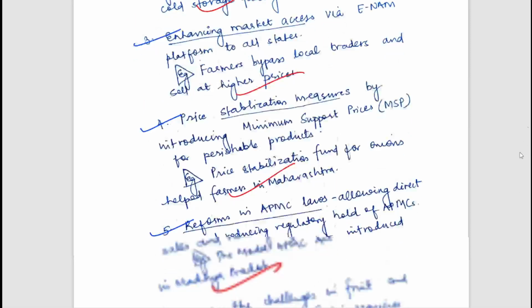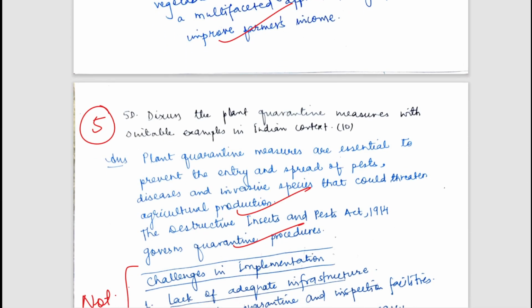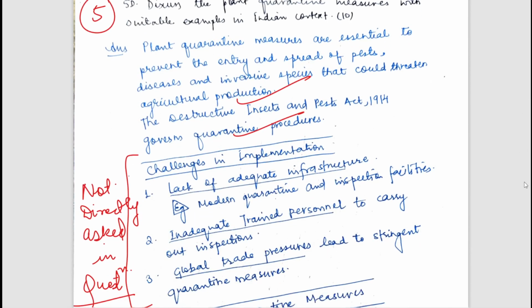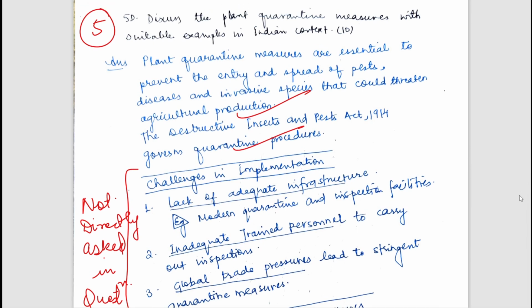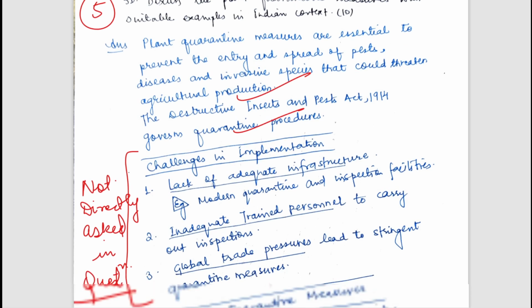Let's move to the next question now. The next question is, discuss the plant quarantine measures with suitable examples in Indian context. So we all know what plant quarantine measures are, and you can read the question. Okay, discuss the plant quarantine measures with suitable examples in Indian context.